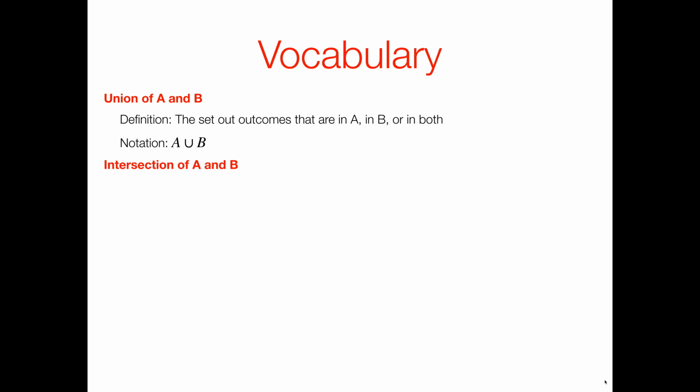What about the intersection of A and B? Definition, it's the set of outcomes that are in both A and B. So you can't just be in one or the other, you have to be in both in this case. There's our notation.